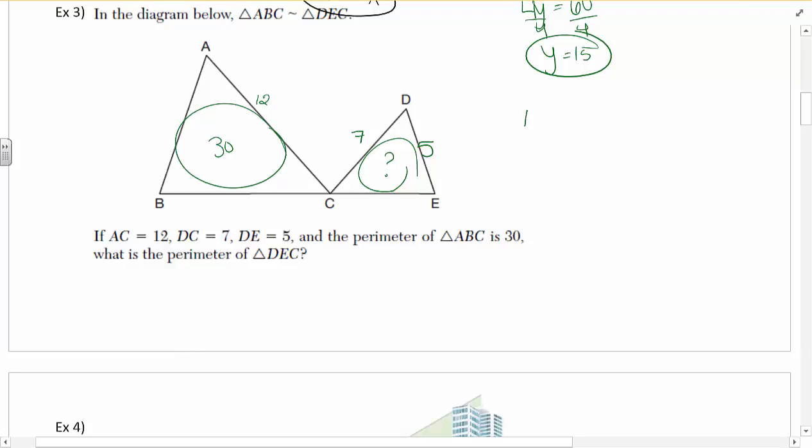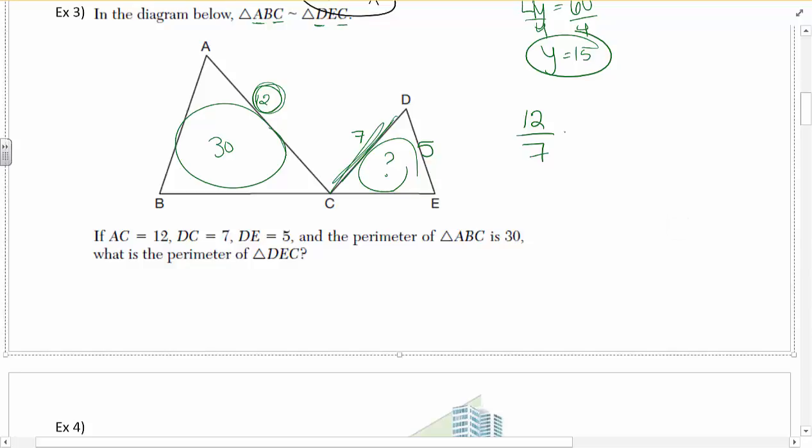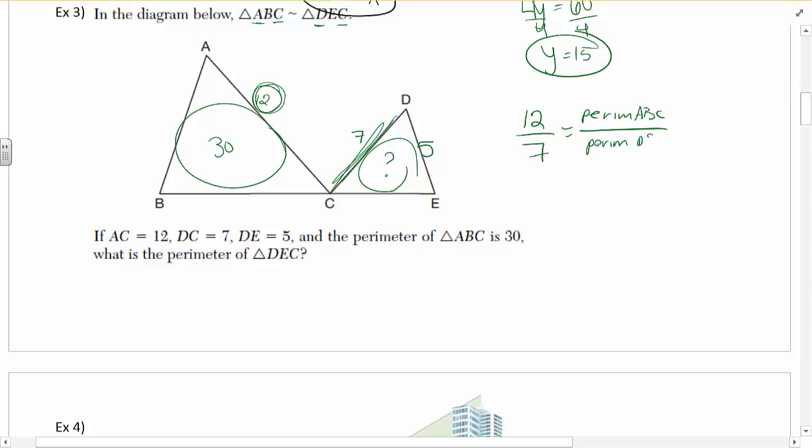So my side lengths have a ratio of 12 to 7, because this is the side that I know that's AC, and AC would correspond with DC, which is right here, and that's 7. 12 to 7 is not only the ratio of the side lengths, but it's also the ratio of the perimeters. That is the perimeter of ABC when compared to the perimeter of DEF. So 12 to 7 equals 30 to x. So 12x equals 210. Divide by 12.